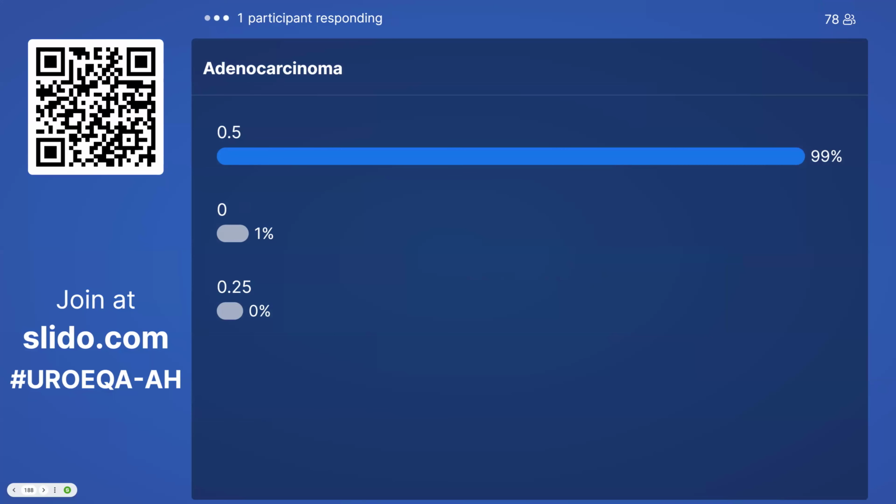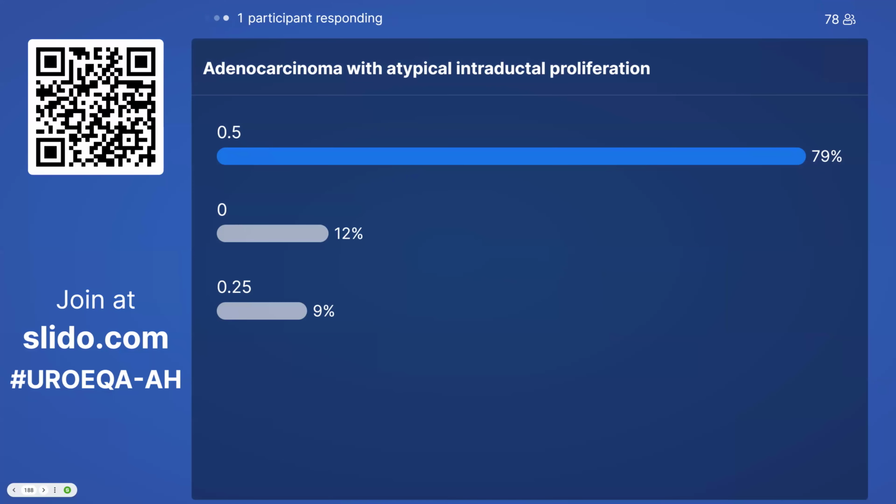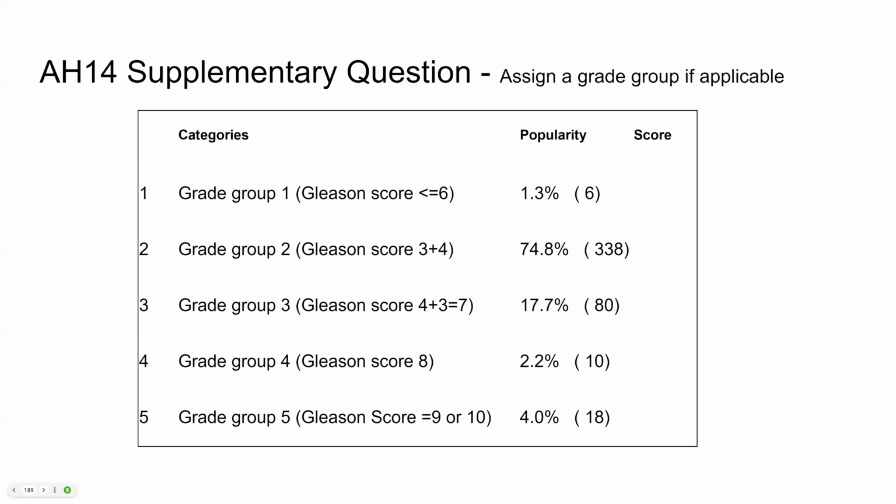Adenocarcinoma. So we all agreed with adenocarcinoma being a correct diagnosis. Adenocarcinoma with AIP also gets 0.5, which probably means that adenocarcinoma with IDC also gets 0.5. I think we're there with a 3.